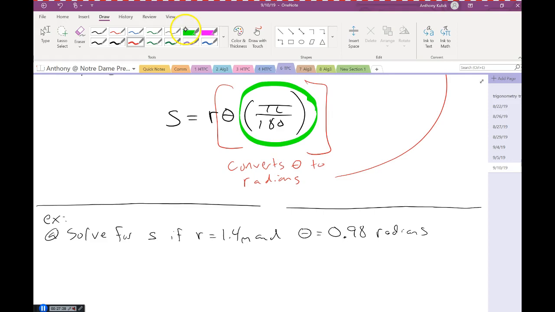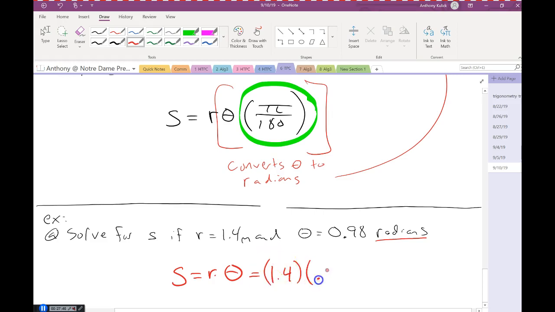Why? Well, you're given the angle in radians, right? I think that's what you meant. So we're going to use the formula S is equal to R times theta. And if you type those into your calculator, you get 1.372 meters.